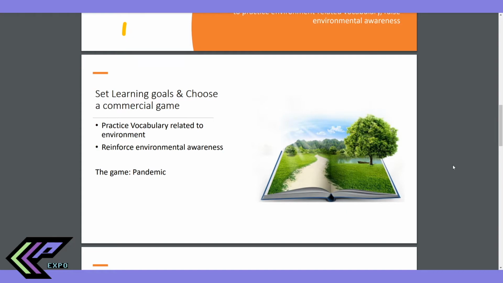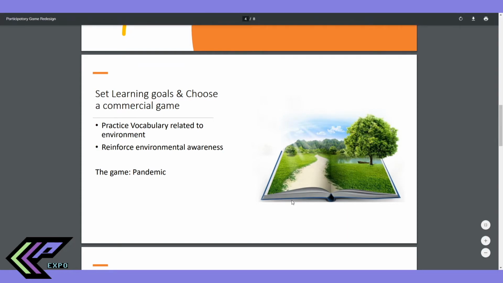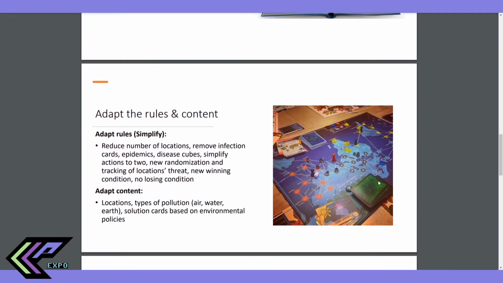So Pandemic, as most of you may know, is a very complex game, with long gameplay. So I had to decide which rules to include and what to exclude. I took only the main idea of it, that certain locations have environmental pollution. So you have to go there and spend cards to relieve the pollution from there.